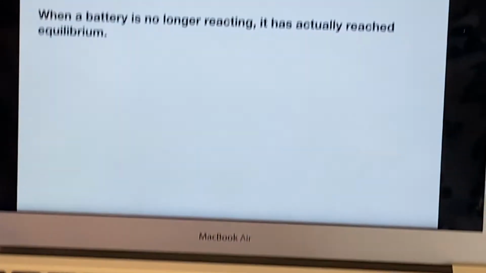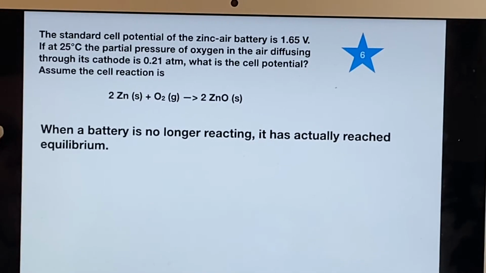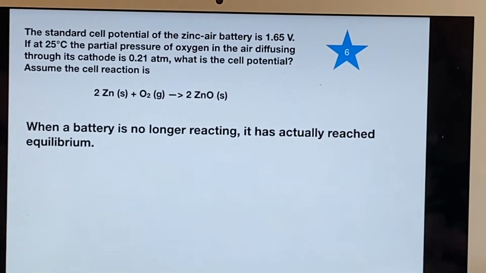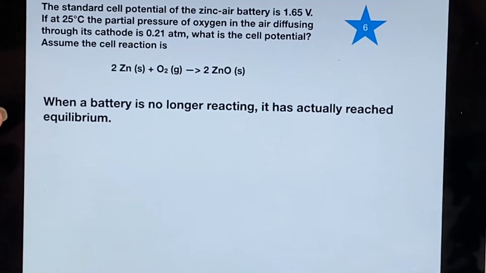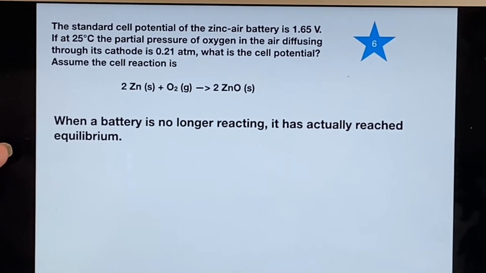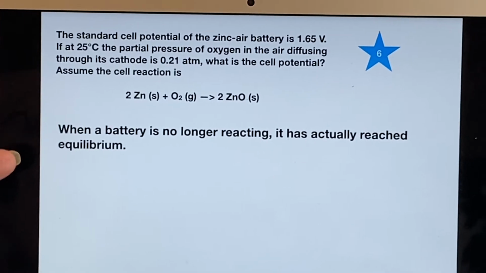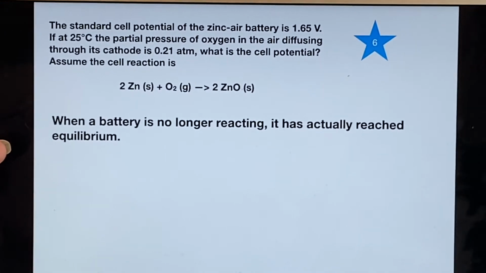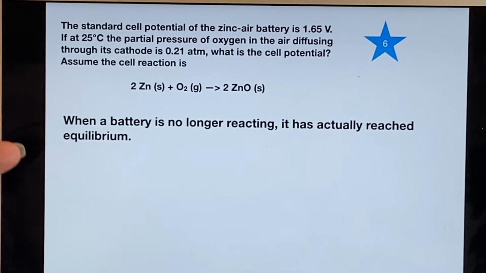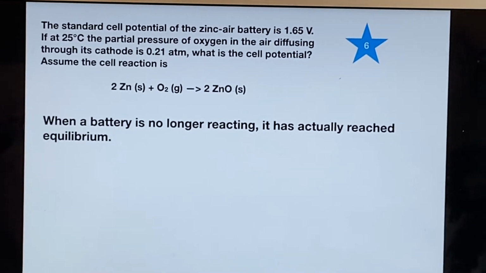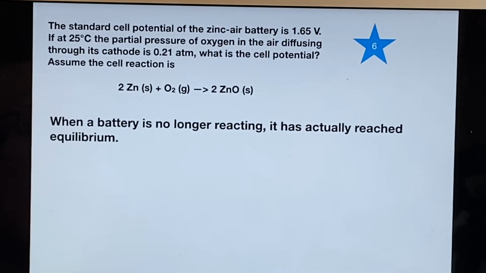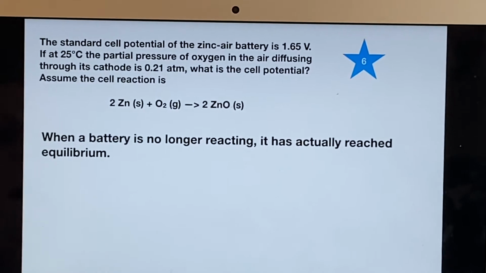But when we have a battery that is no longer reacting, it's because it has reached an equilibrium. The reason the equipment stops sooner is because it requires more voltage than the poor battery can still put out. And that's why there's still going to be a little bit something left in the battery, even if your Xbox controller says, I need new batteries.